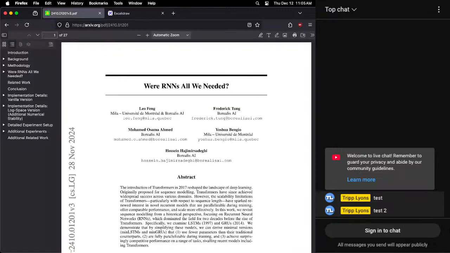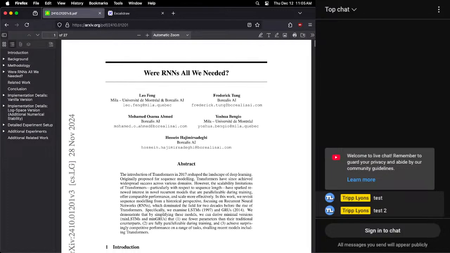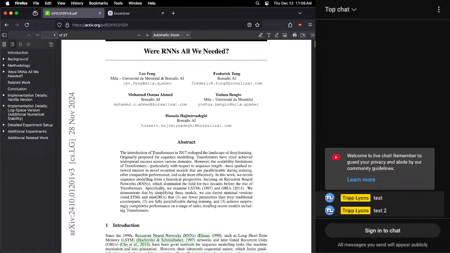Okay, today I'm going to be reading this paper called "Were RNNs All We Needed?" It's by Leo Fang, Frederick Tung, Mohammed Osama Ahmed, Yoshua Bengio, and Hossein Sadeghi. Sorry if I mispronounced any of those names.